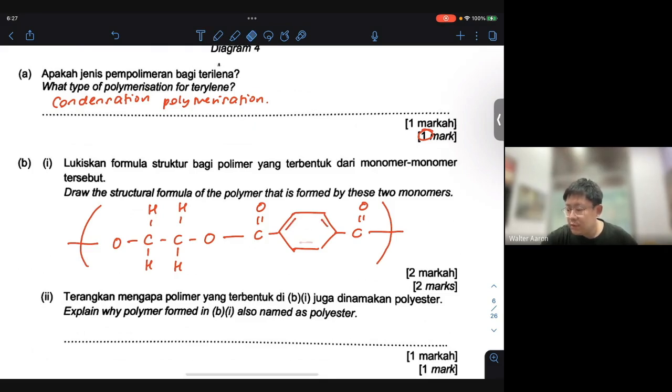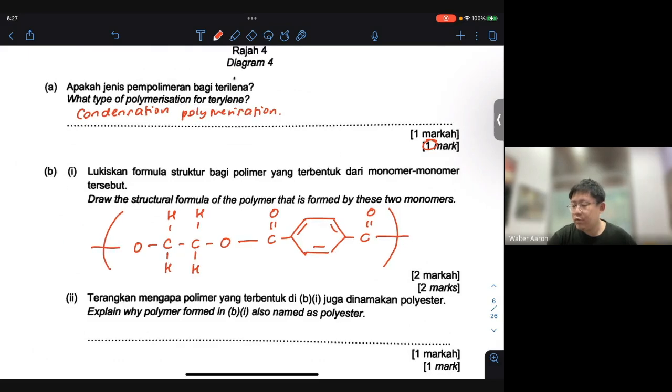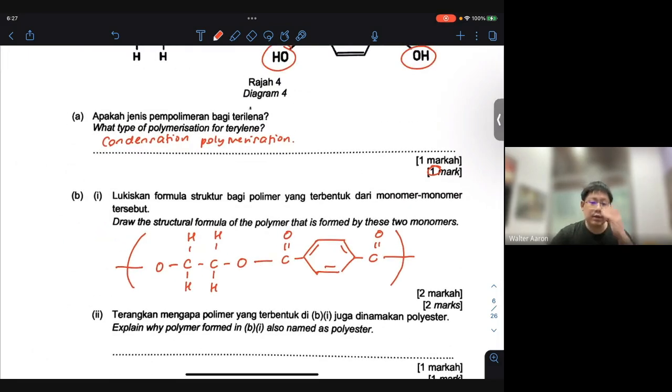So the structures follow exactly as what is given to you in the diagram. Then it should be correct already. So this is the structure of pterylene, right? One of the sections of pterylene. So once you're done with it, at the end, to represent a large number, and then you should be able to get 2 marks already.